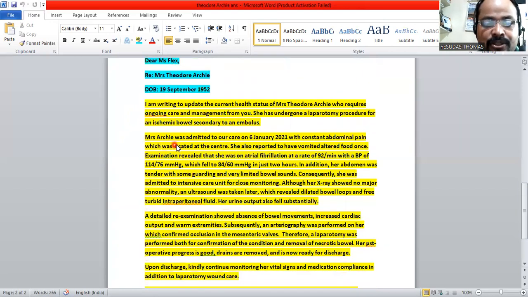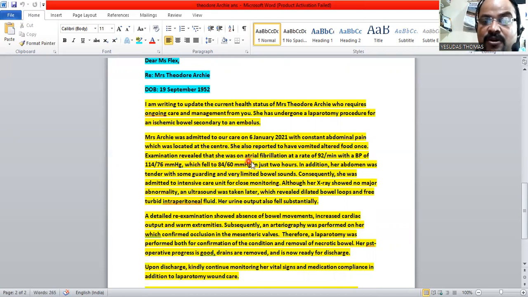Now, Mrs. Archie was admitted to our care on 6th January 2021 with constant abdominal pain, located in the center, central abdominal pain. It started 24 hours before the admission, so the local community nurse might know and might have referred her to the hospital. She also reported to have vomited altered food once.